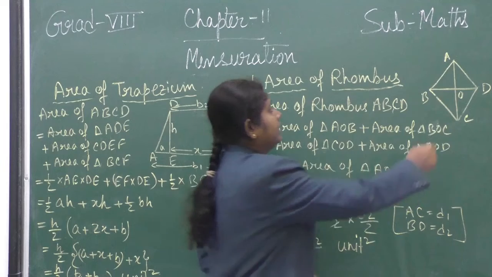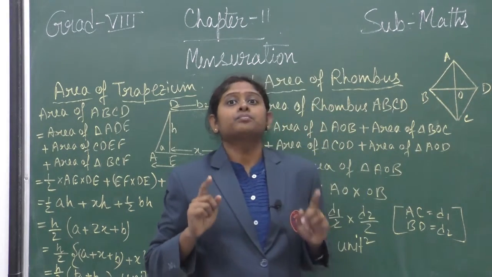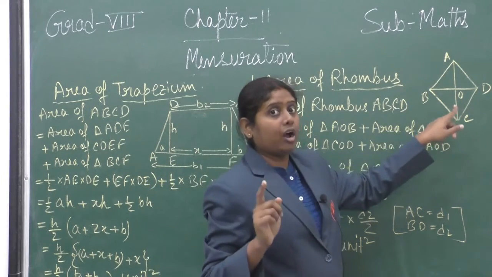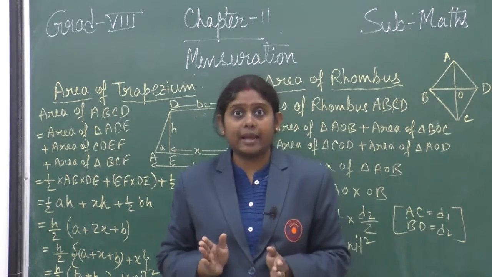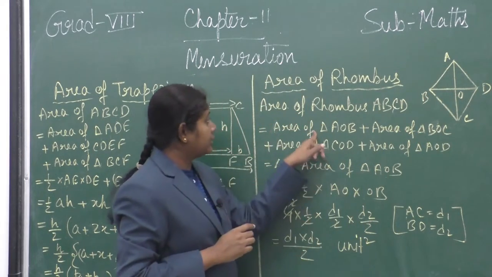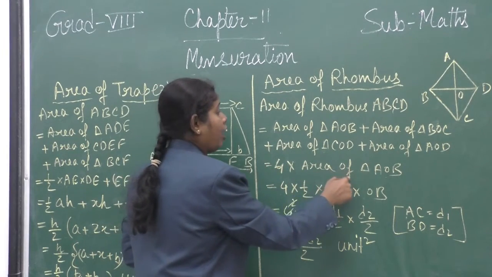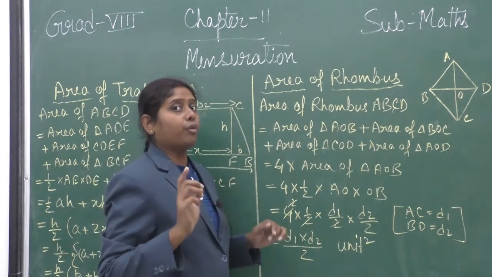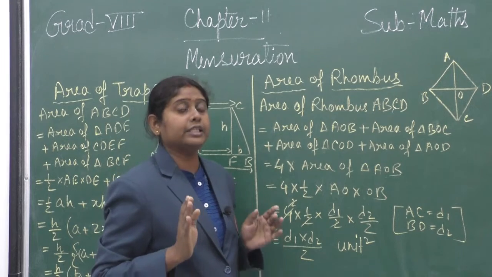Now, you can see here, this is the bisector of the diagonals. So, the areas of the 4 triangles will be the same. So, we can convert this formula to 4 into the area of triangle AOB, and as we know the formula of the area of a triangle is equal to half into height into base.